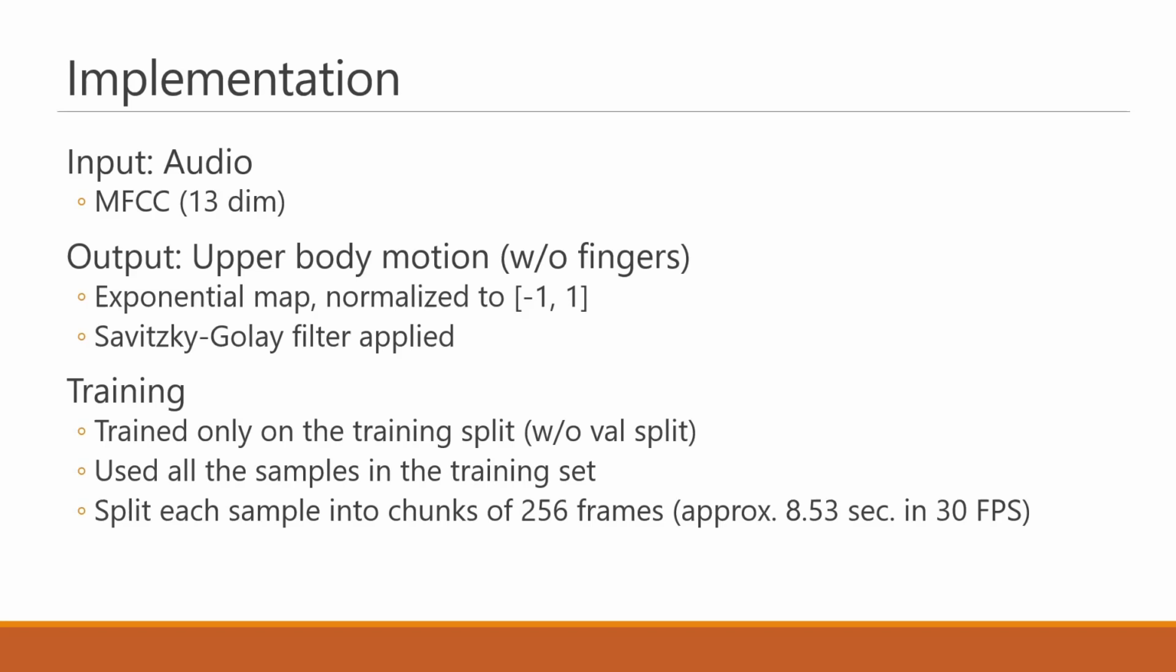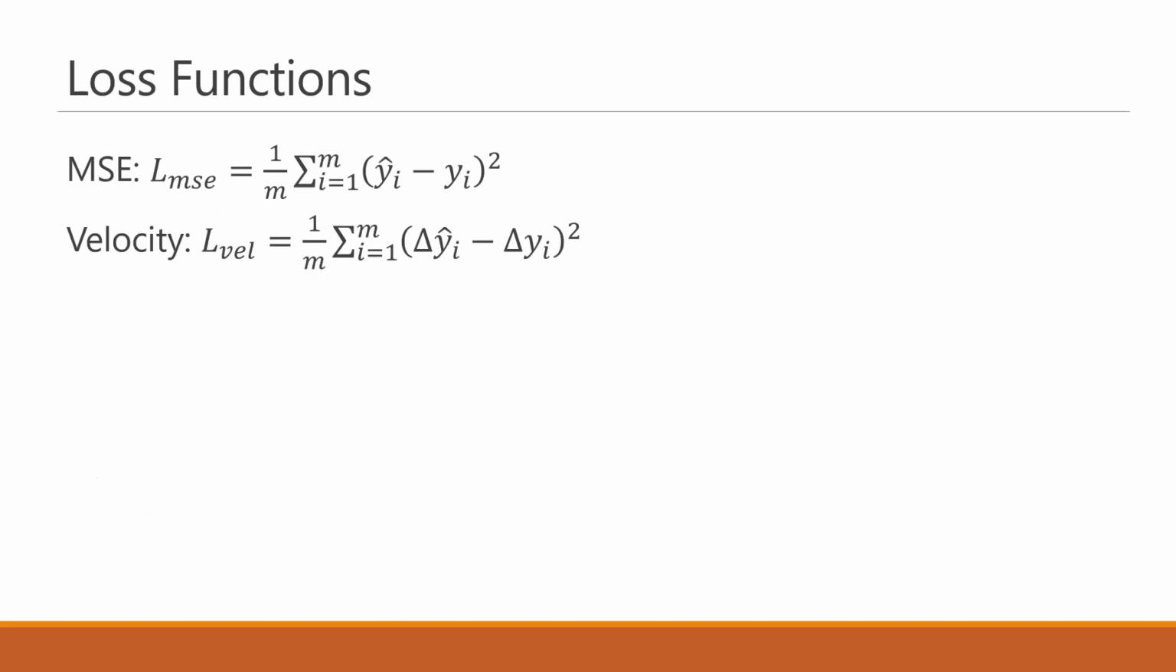We trained our model only on the training split. We used all the samples in the training set and split each sample into chunks of 256 frames, approximately 8.53 seconds. For training, we use the standard MSE loss between the model outputs and ground truth motions. We also use MSE loss for motion velocity.